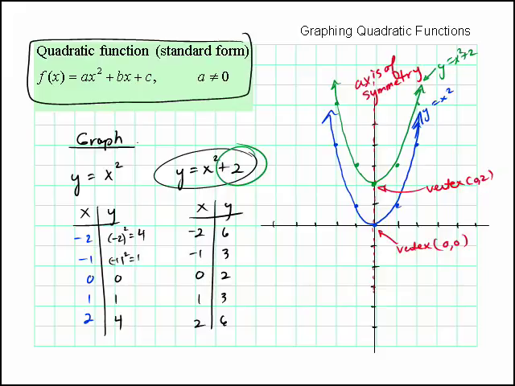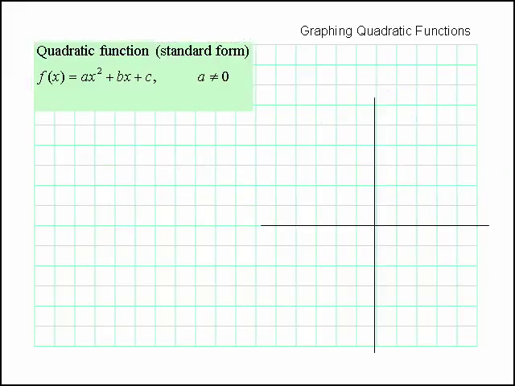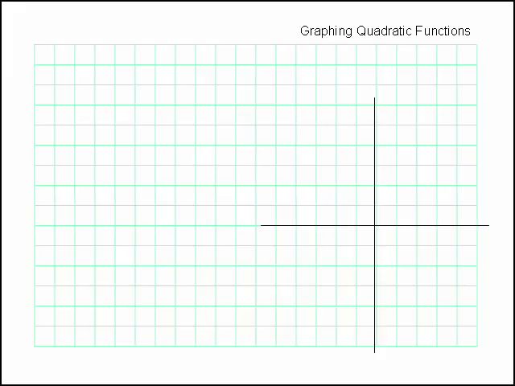For example, y equals x squared plus 3. The vertex would be at 0, 3. If I subtract a number on the end, for instance x squared minus 1, that would move the parabola down. Its vertex would be at 0, negative 1. So we know how to move a parabola up and down.